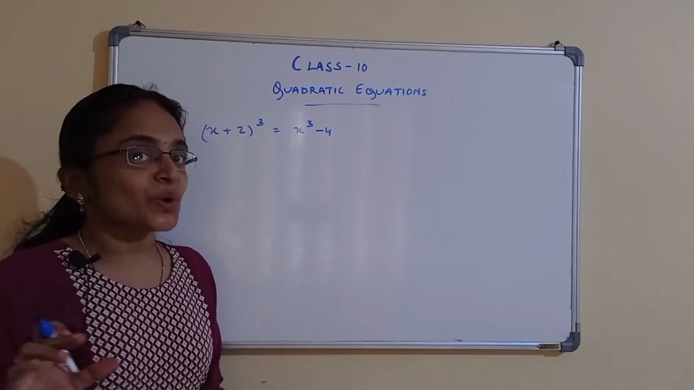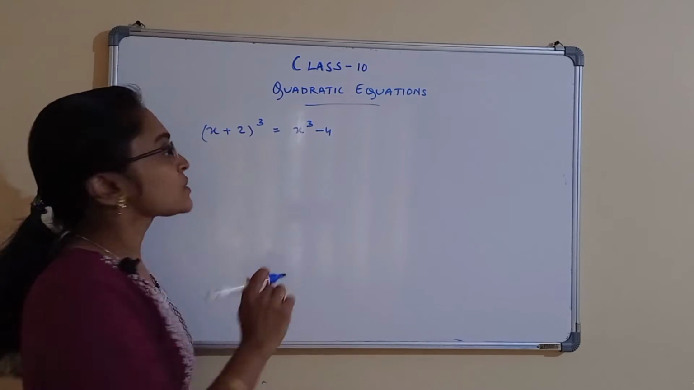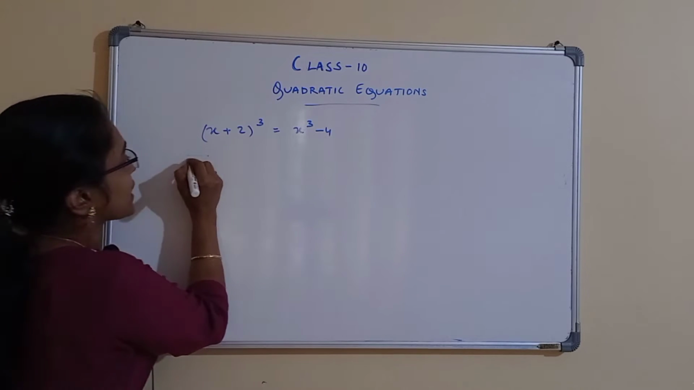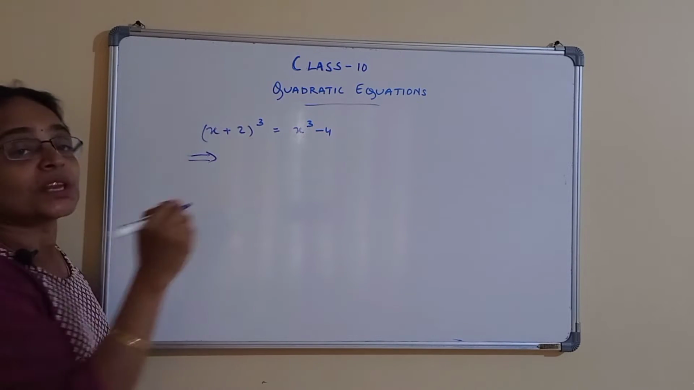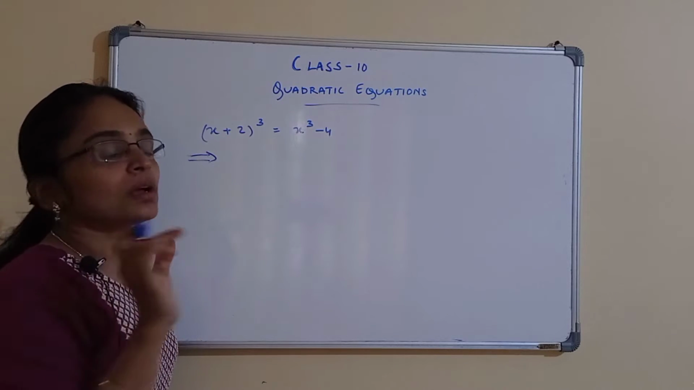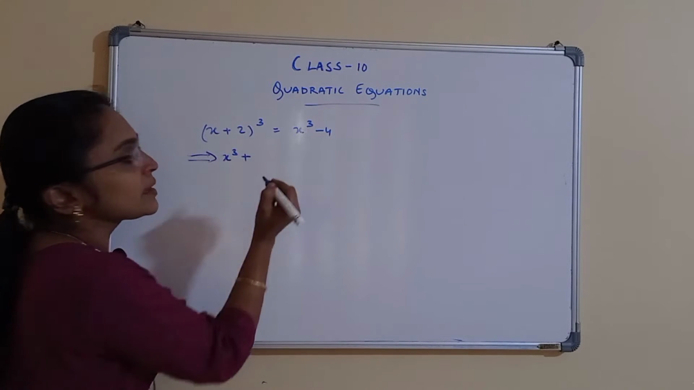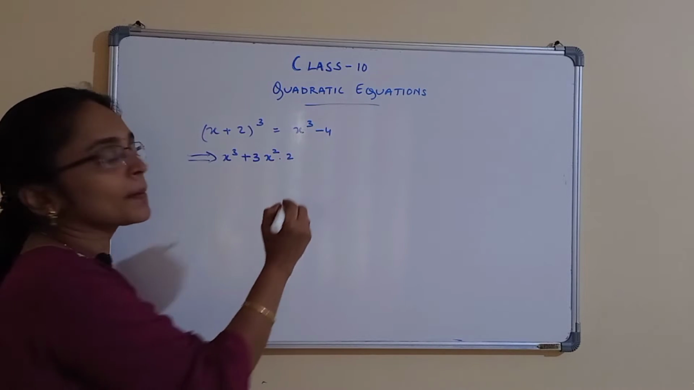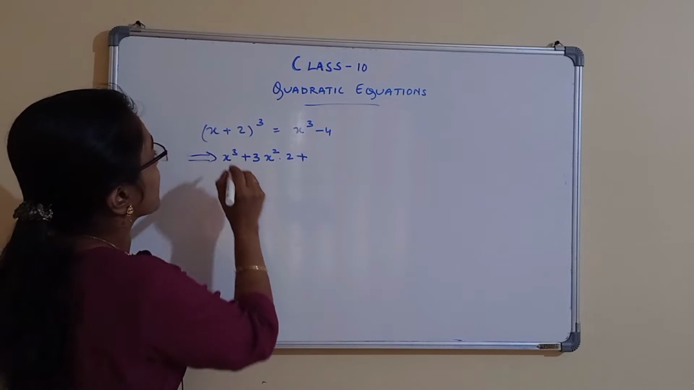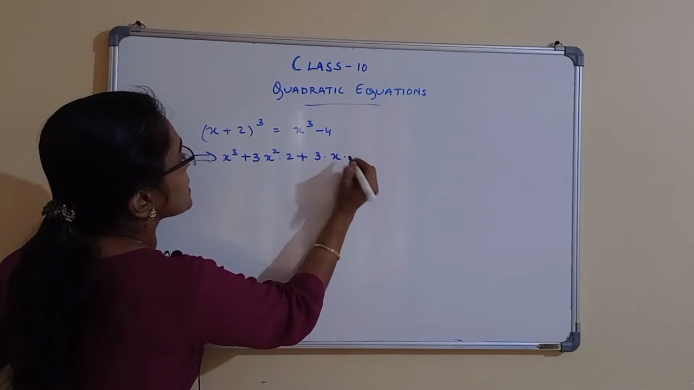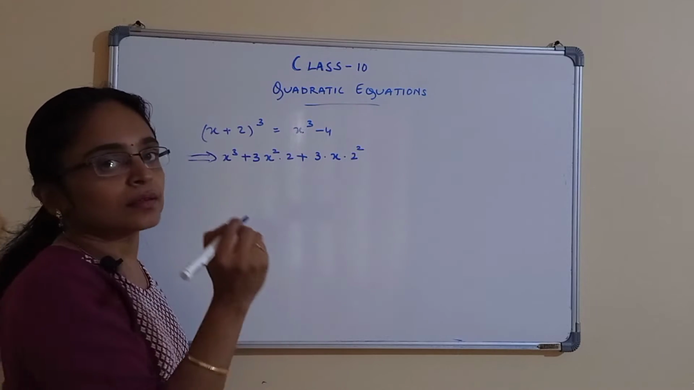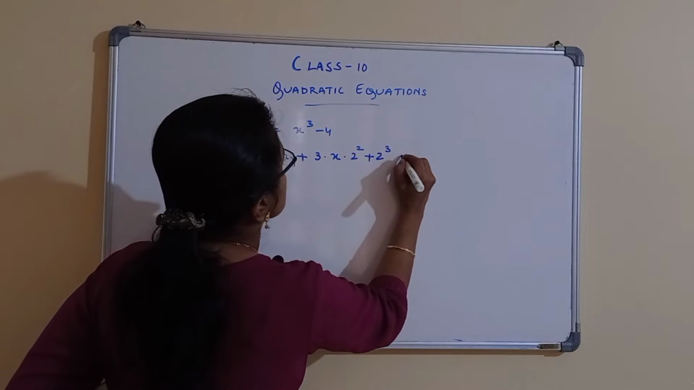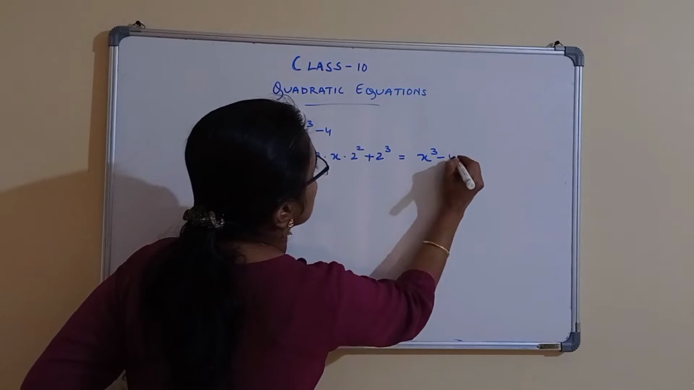Okay. Next one is (x + 2)³ = x³ − 4. Is this a quadratic equation? We can expand this. What is (a + b)³? It is a³ + 3a²b + 3ab² + b³. So that is 3 into x² into 2, plus 3 into x into 2², plus 2³, is equal to x³ − 4.